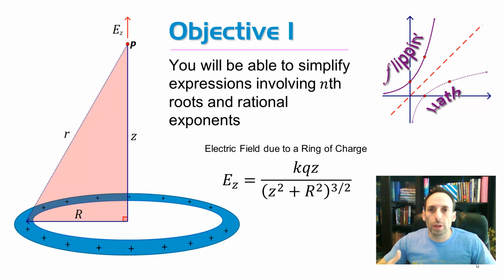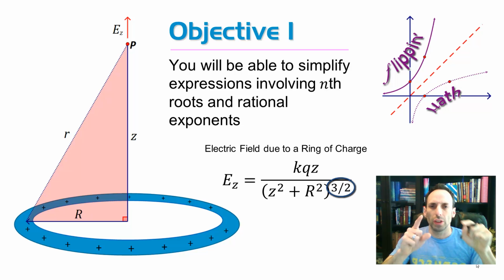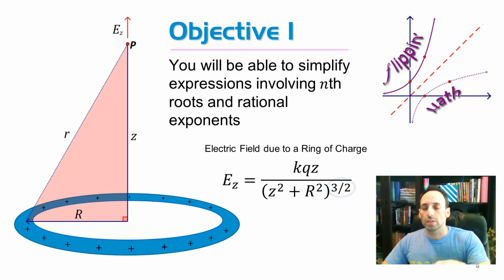So I did a little bit of investigating and I found a physics formula that's an application of rational exponents. If you take a look at the actual equation there, it looks a little scary, a little intimidating, but right down in the bottom, the exponent on the z squared plus r squared is 3/2. What? Crazy. It's a fraction, and that's part of what this objective is about. This whole equation is an electric field due to a ring of charge, and I drew that picture myself right there.